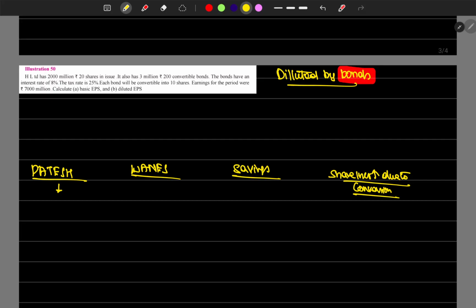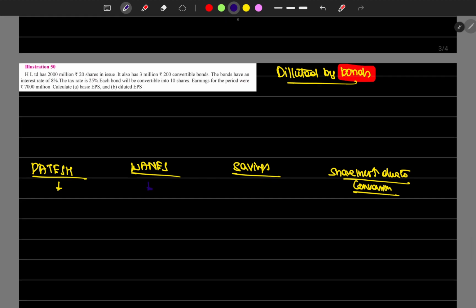Now bonds can be converted into equity shares, convertible bonds. Okay, here in the question they are given with million. We treat them as numbers only. 2,000, 3 million are treated as 3. Okay, so you don't get confused with the million values. Now 200 million rupees, 20 shares in issue. Okay, 2000 shares they have issued. Okay, what's the convertible bonds? 3 convertible bonds are there at rupees 200.